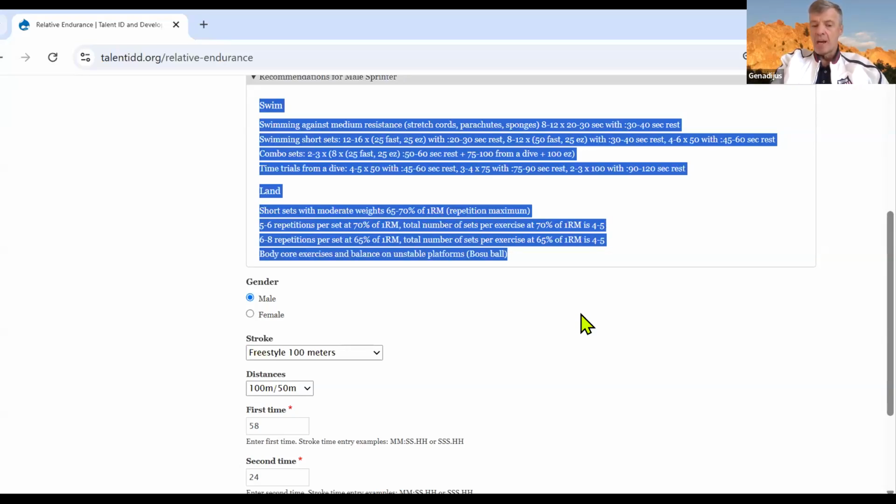And body core balance, using exercises on unstable platforms such as a Bosu ball, or even standing on one leg doing exercises, which is part of the biomechanical research that we're developing as well. And hopefully we'll do some other webinars talking more about biomechanics in the future.